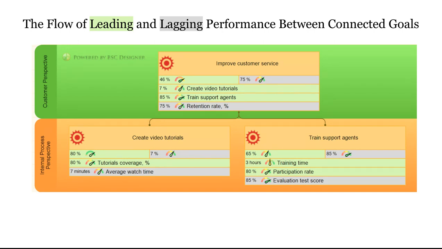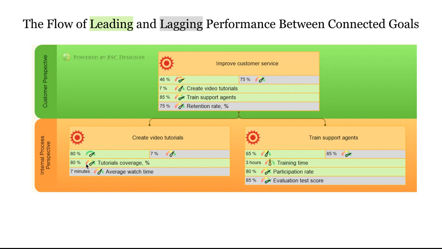Okay, so here we have an example of some connected goals. I have a goal in the customer perspective, which is improve customer service. That is linked to two supporting goals in the internal processes perspective. One supporting goal is create video tutorials, and another supporting goal is train support agents. So the logic flow is clear here, I think. To improve customer service, we create video tutorials, and we train support agents more. And let's look at these two goals below.